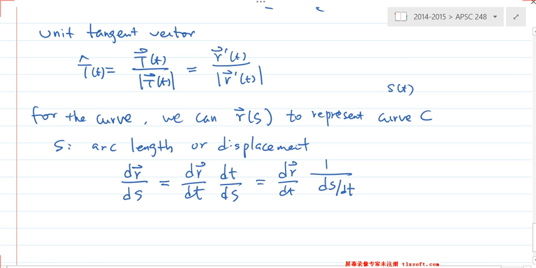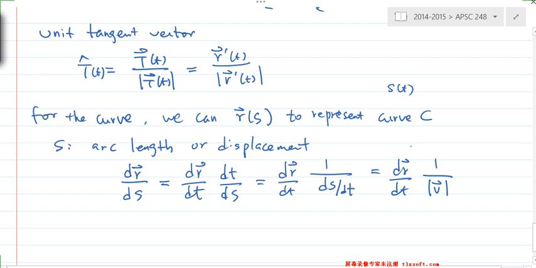Remember what you call that? Speed. So it gives us a speed, and speed is actually what quantity of the velocity? Scalar quantity. So this is 1 over the magnitude of the velocity.